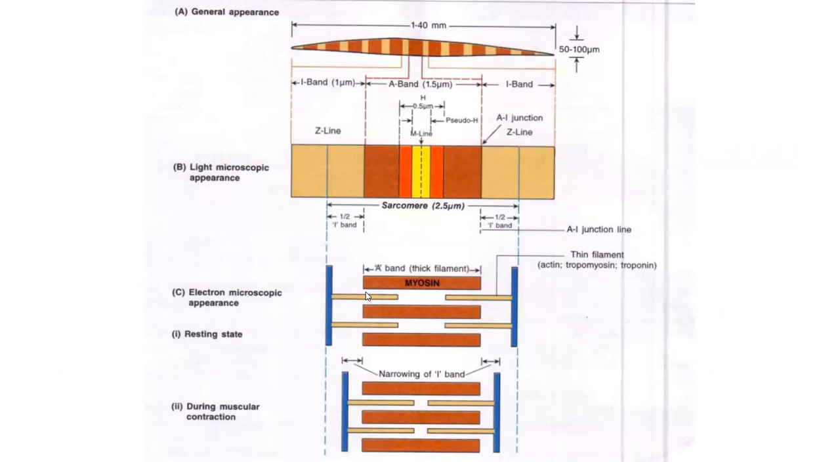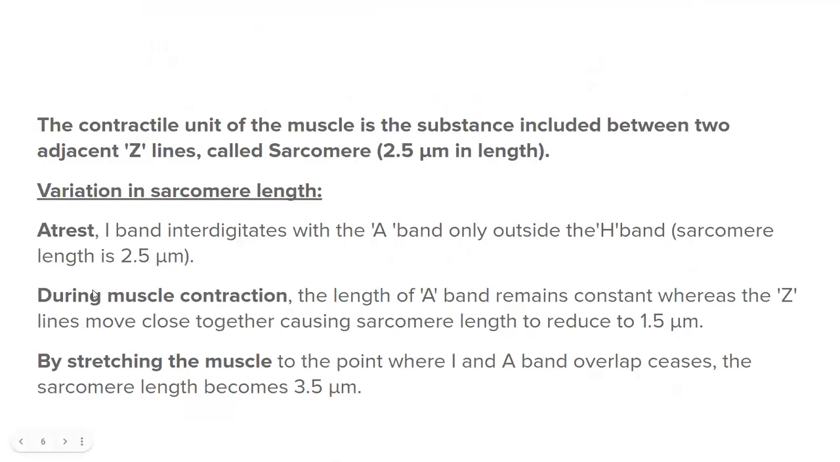At rest, we see the thin filament, that is the I band, reaches up to the H zone. But when it contracts, the A band pretty much remains stable. It does not move. The only thing that moves is your I band, which comes closer and overlaps and crosses the H band. That's why the H band is an important landmark to remember. So during muscle contraction, the length of the A band remains constant, whereas the Z lines move closer together, causing the sarcomere length to reduce to 1.5 micrometer.